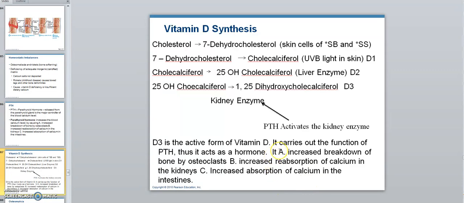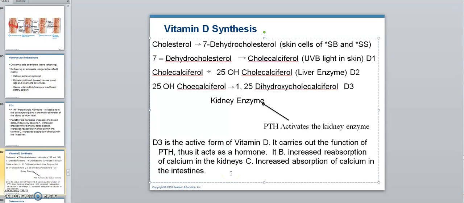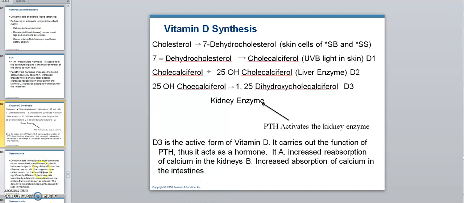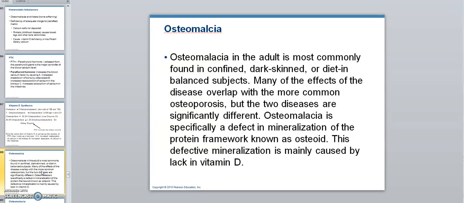Now it does very little of this right here. So primarily what it does is increase reabsorption of calcium in the kidneys and, to work here, increase in the intestine to make more calcium available. Vitamin D is very important in making calcium available. So we go here, osteomalacia, which is in the adult, is more commonly found in confined, dark-skinned individuals, mainly because you can't get that sunlight through well.